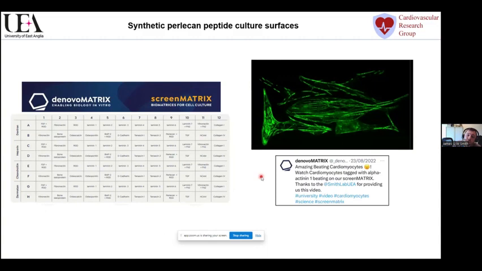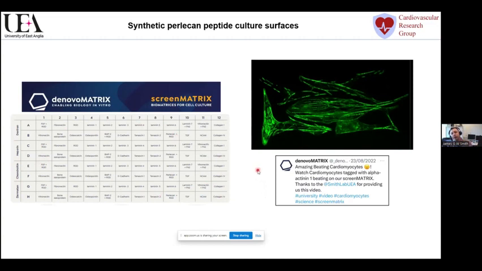So we're looking for alternative strategies, and this is where we came across the screen matrix from denovoMatrix. And again, one of the interesting things about the technology was you can see a whole range of peptides here, and then the attached GAG component, which you can have. And we saw that they were using a Perlecan peptide, either with or without the RGD peptide for enhancing adhesion. So we contacted denovoMatrix, and they gave us some details about the peptide. It was a C-terminus peptide, which again was interesting to us with our hypothesis with where Perlecan would bind.